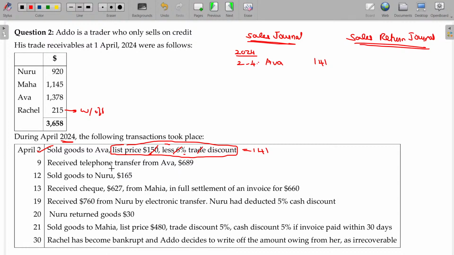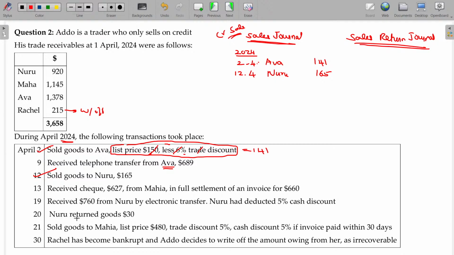Received telephone transfer. It is not a sale or sales return, so it will not be recorded. Sold goods to Nuru on 12th, credit sales will be posted. Only the credit sales you record here. 12th April, sold goods to Nuru, the value being 165. Received check, also not part of your sales journal or sales return journal, leave it. And received, this is also a received amount, not required for sales journal or sales return.